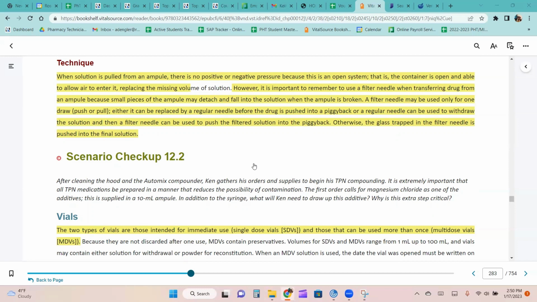A filter needle may be used only for one draw, push, or pull. Either it can be replaced by a regular needle before the drug is pushed into a piggy bag, or a regular needle can be used to withdraw the solution, and then a filter needle can be used to push the filtered solution into the piggy bag. Otherwise, the glass trapped in the filter needle is pushed into the final solution.